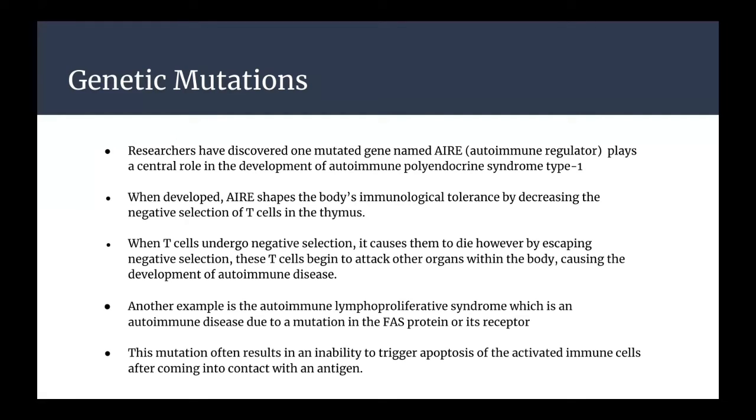Another example is autoimmune lymphoproliferative syndrome, which is an autoimmune disease due to a mutation in the FAS protein or its receptor. The FAS pathway is important because it mediates apoptosis, which regulates the immune responses. This mutation often results in an inability to trigger apoptosis of the activated immune cells after coming into contact with an antigen or a foreign substance.